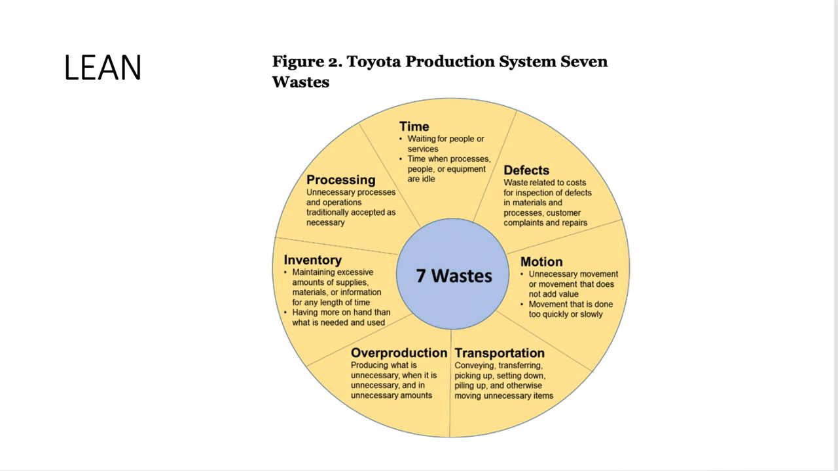We talked about the Toyota production system and waste. Here's a slide that just shows you the wastes, the 7 wastes that the Toyota production system has identified: time, defects, motion, transportation, overproduction, inventory, and unnecessary processing.